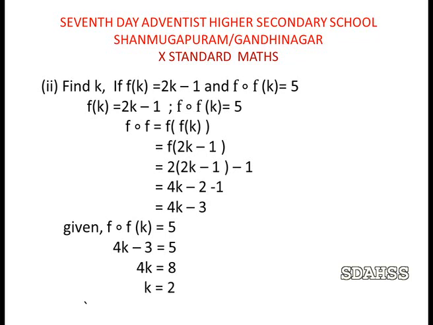Now you bring the 3 to the other side. So it becomes positive. So 4k is equal to 5 plus 3. 5 plus 3 is 8. So 4k is equal to 8. Then k is equal to 2. The value of k is equal to 2.